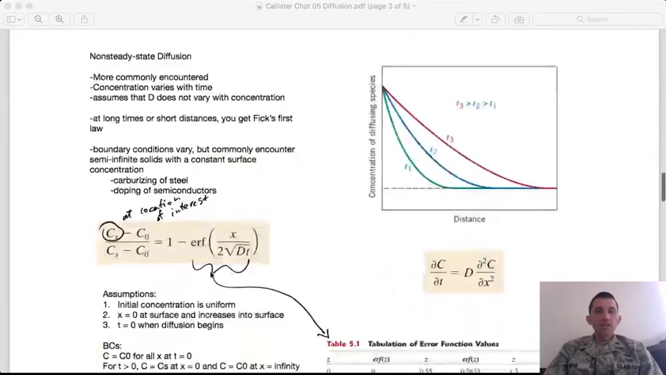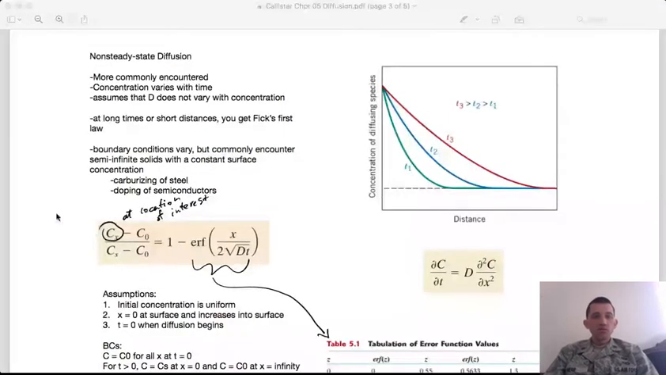Steady state is conceptually more simple, but it's not as commonly encountered as non-steady state diffusion. So in non-steady state diffusion, what we are talking about is a concentration profile that is changing with time. Now here we're assuming, kind of implicitly, that our diffusivity does not vary with concentration. This is not strictly true. You can imagine a scenario where the concentration of your diffusing species gets so high that they start to interact with one another.